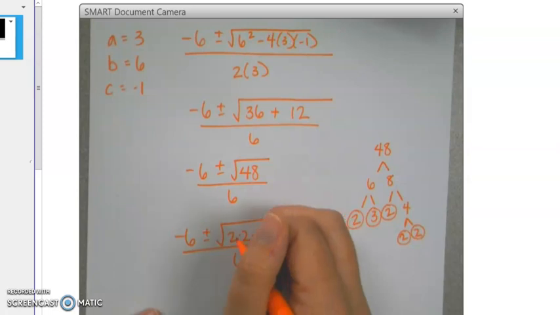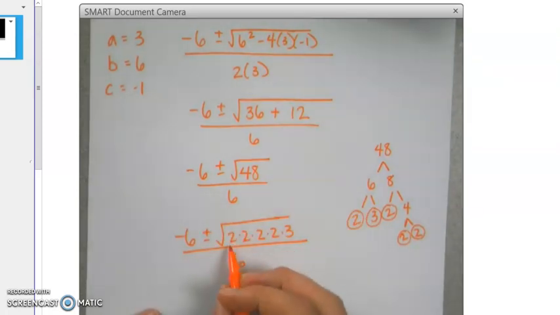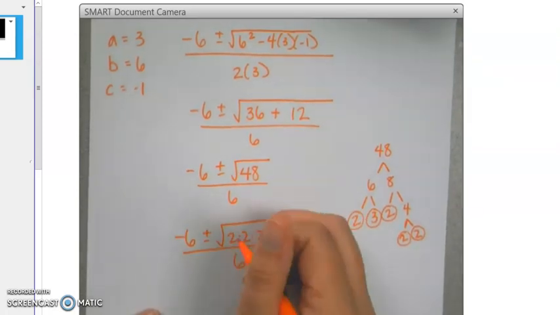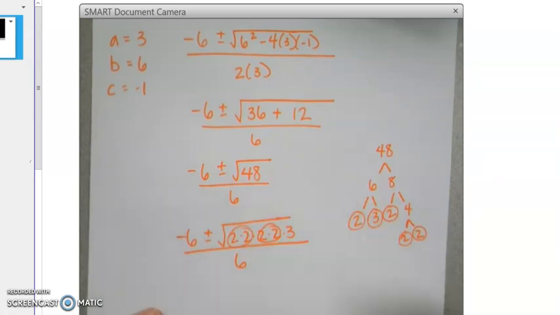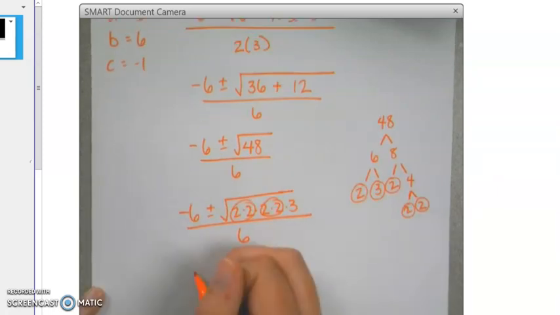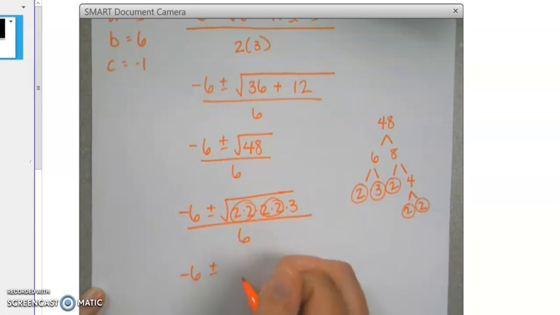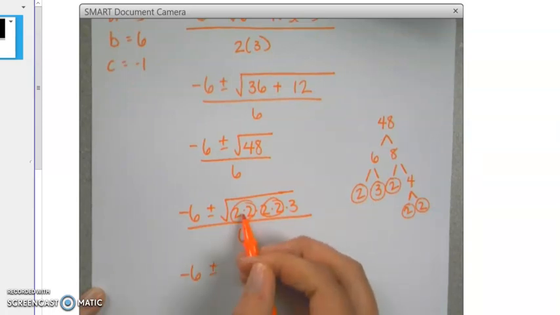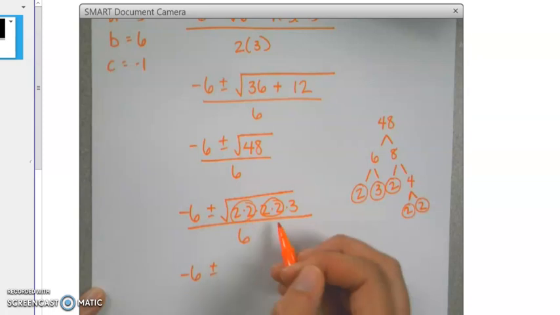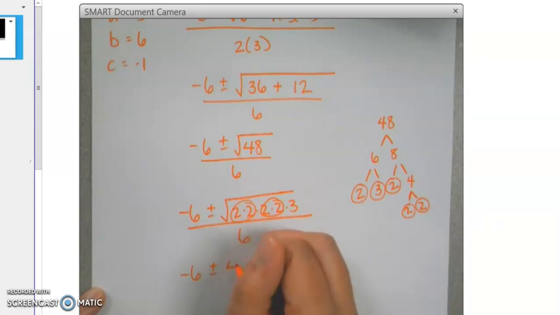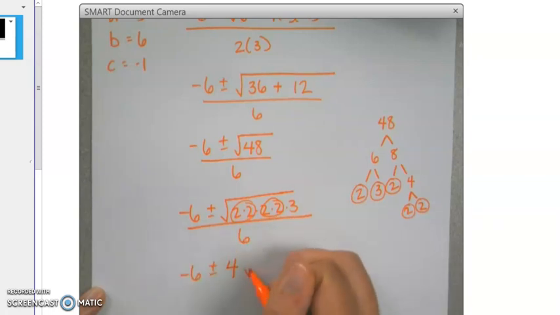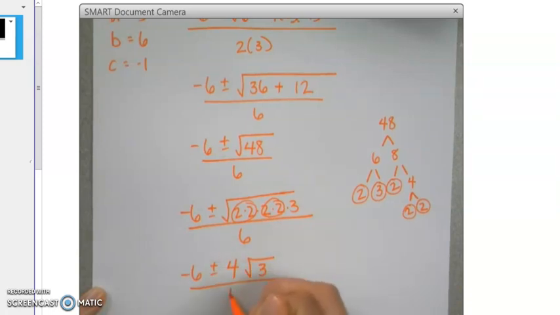Now, anytime I have pairs, they can come out. The reason being is 2 times 2 is 4, so I can take the square root of 4. So these can come out and these can come out. And I end up with negative 6 plus or minus, if I take the square root of 4, I get 2. So there's a 2 out there. And the square root of 4 is 2 again, which means there's technically 4 outside. Square root of 3, over 6.